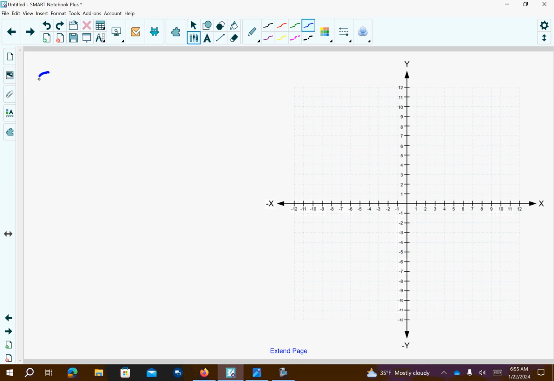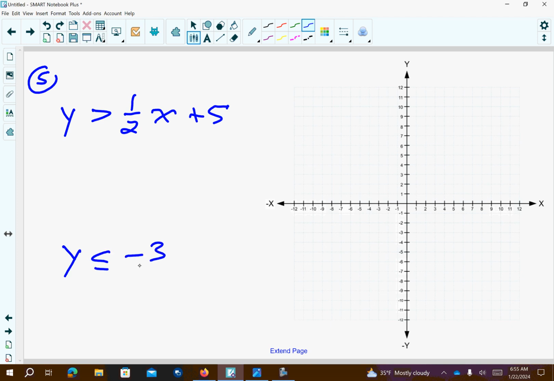All right, let's look at number 5. Number 5, we have y is greater than 1/2 x plus 5. And then I also have y is less than or equal to negative 3/4 x plus 2.